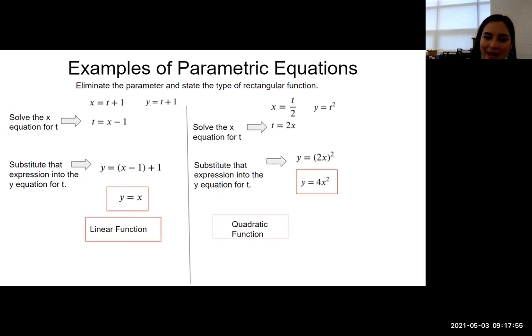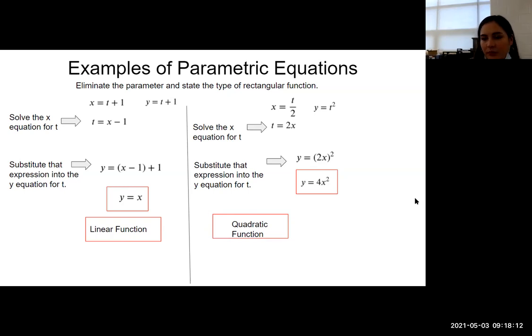One thing I didn't say about this is that it says eliminate the parameter and state the type of rectangular function. So y equals x is a linear function. We recognize it because it has a degree of 1. And y equals 4x squared is a quadratic function. We recognize that because it has a degree of 2.